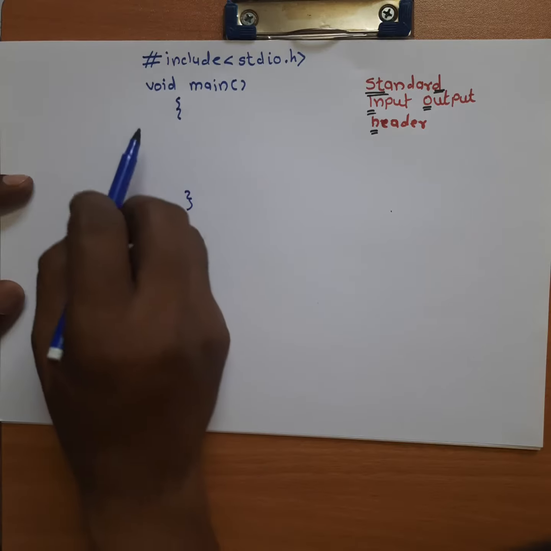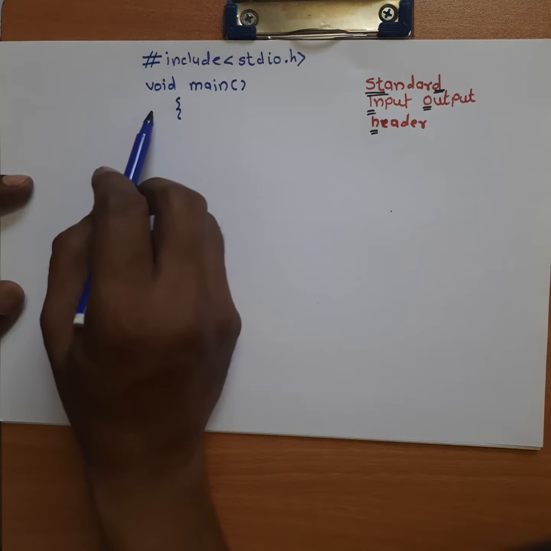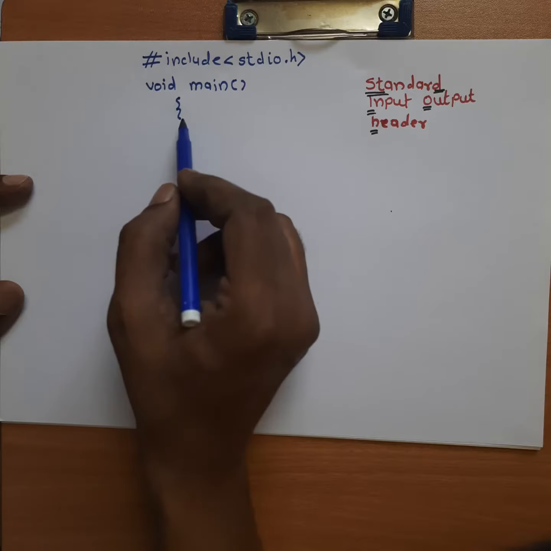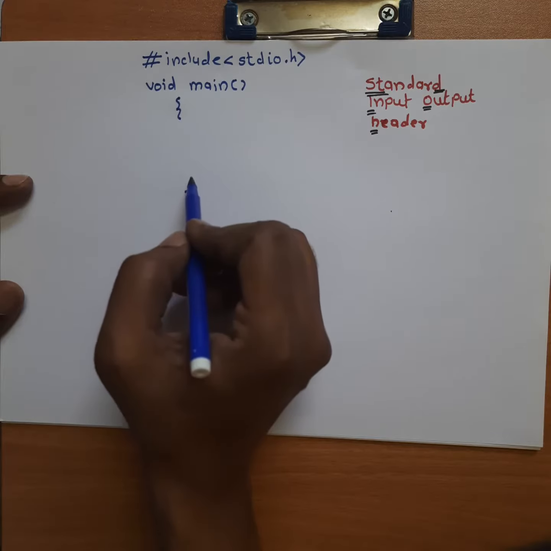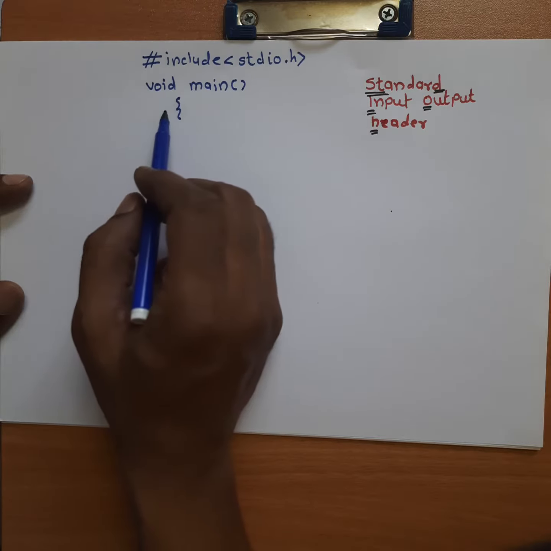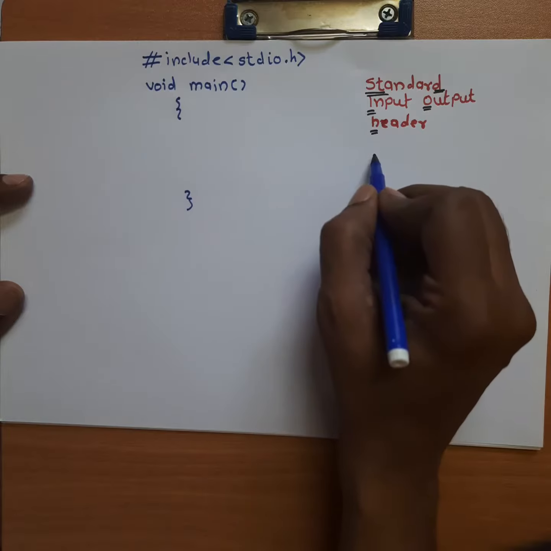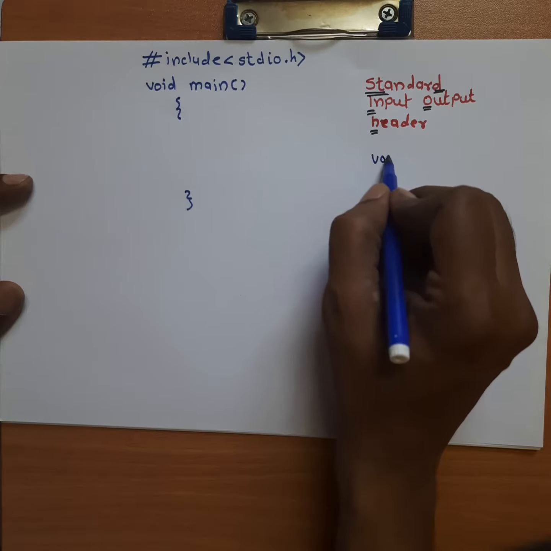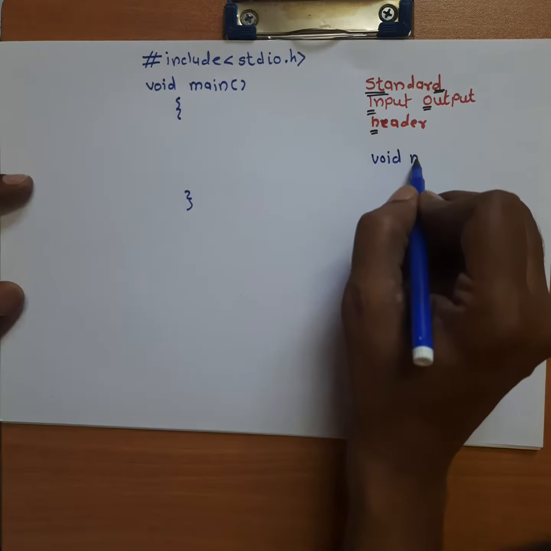Now here I have written the curly bracket with some blank space, and below the opening curly bracket I have given the close curly bracket. It is not compulsory to give blank space here. We can write it like this also: void main, open curly bracket, statements, and close curly bracket.